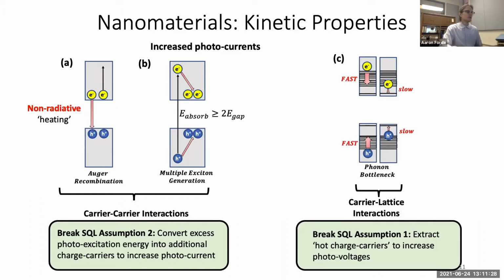Another way is through carrier-lattice interactions. If you have free electrons or holes in a material, they interact with the vibrational modes of the material. For nanomaterials, it's known that the greater the confinement, the greater the spacing between the energy levels, so these little black bars in the diagram. If you just consider resonant and non-resonant transitions, if the energy spacings become much larger than the vibrational frequencies, it's going to slow down the hot carrier processes. If you could slow them down enough to where you could extract those charges before they completely thermalize, you can break assumption one, which I mentioned earlier, and increase photovoltages. So most of my research will focus on these carrier-lattice interactions.